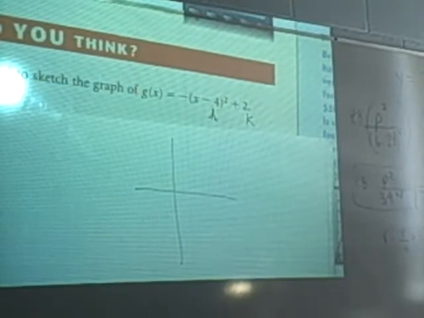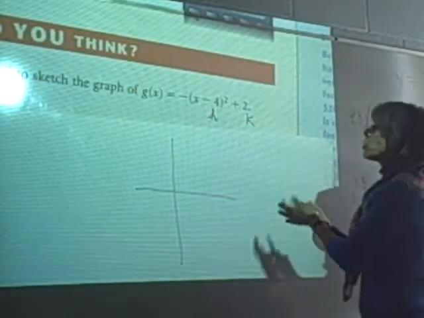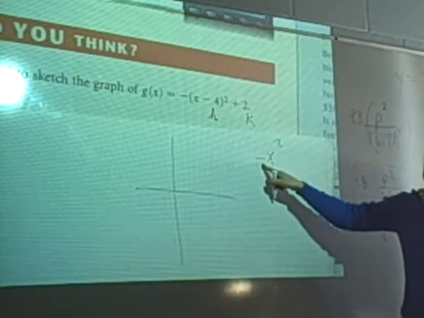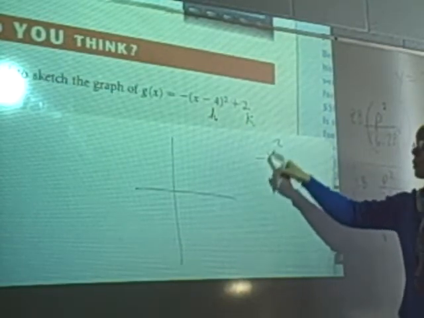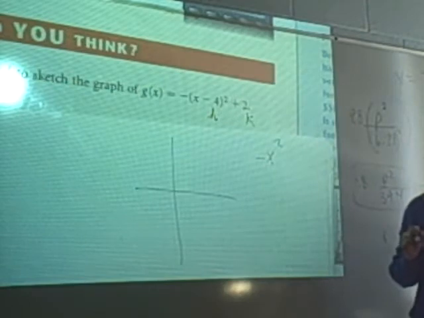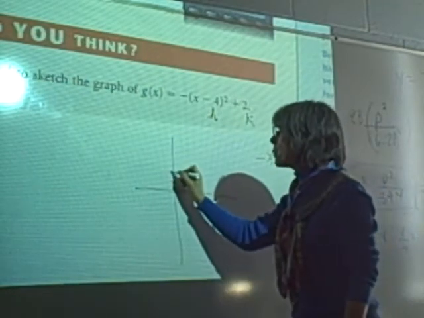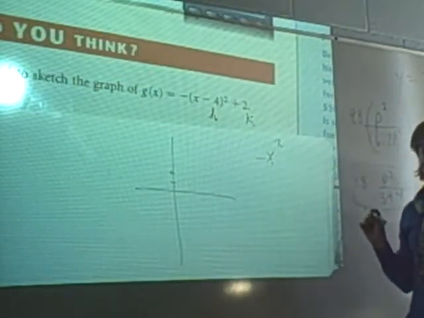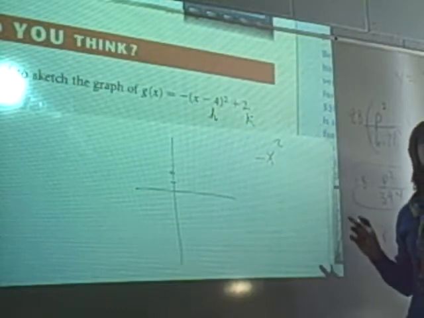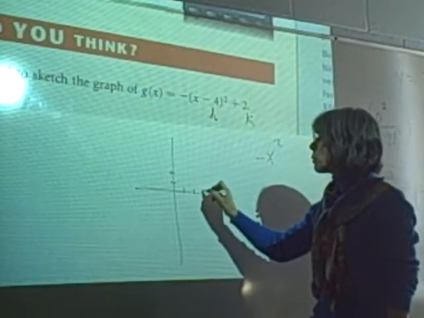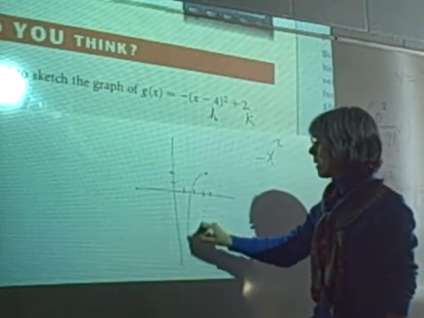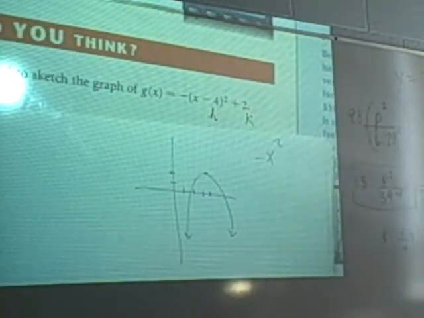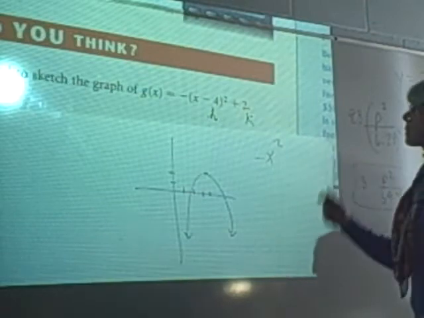So you need to be able to look at that, and if I just had x squared, first of all, is it facing up or down? Down. It's going to be facing down. What does the 2 do? It goes up. It's going to move it up 1, 2 units. What does that -4 shift it, in which direction? To the right. It's moving it to the right. So it's going to be 1, 2, 3, 4. Okay? So I can tell.